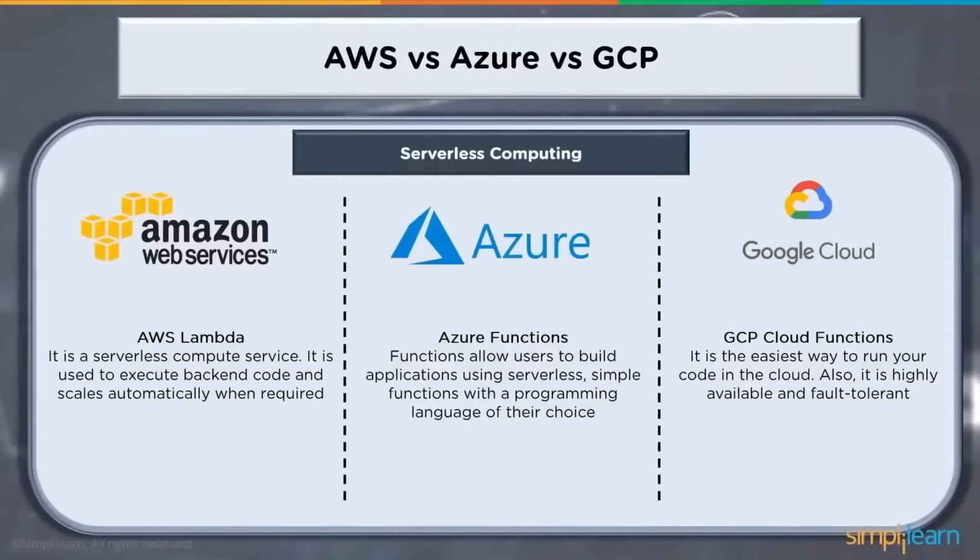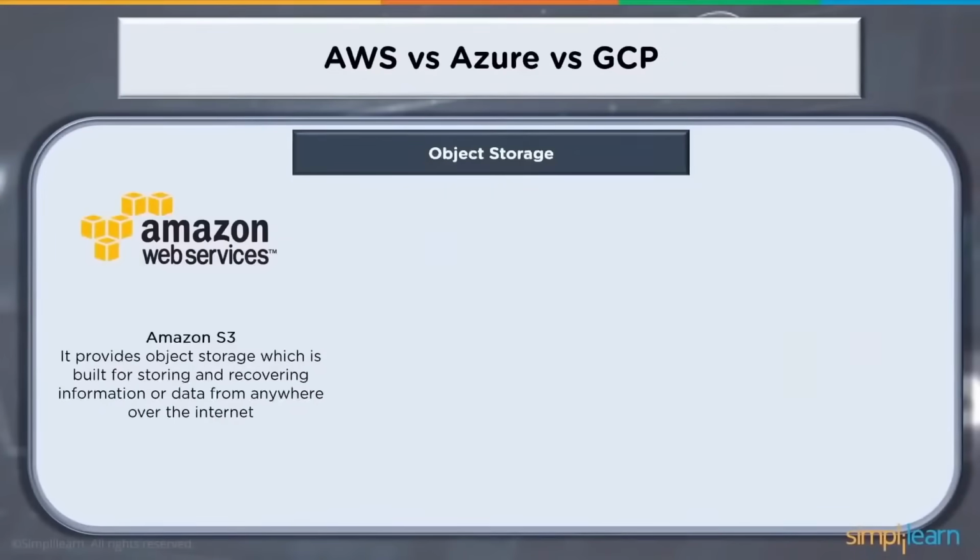where you had a presentation layer, you had an application layer, you had a database layer. Now that kind of infrastructure is not really preferred in today's modern times when organizations are working on different kinds of newer applications. When we talk about object storage, Amazon has Simple Storage Service, that is S3.